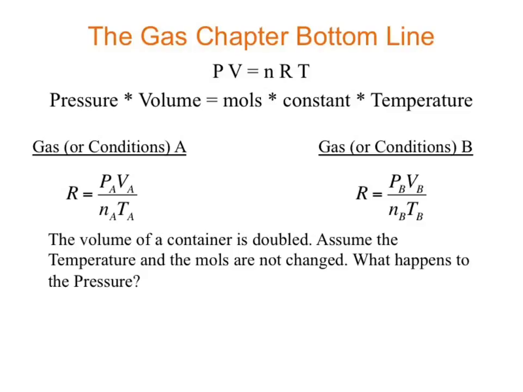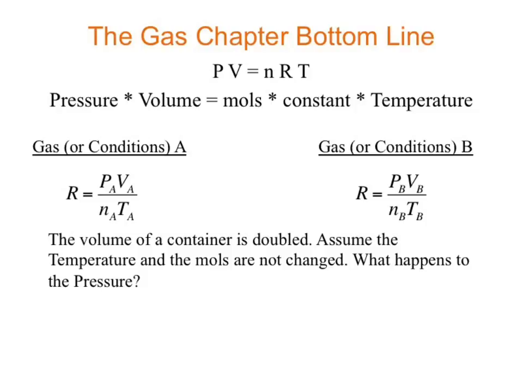All of this is kind of generic, so let's stick with a question here. The volume of a container is doubled. Assume the temperature and moles are not changed. What happens to the pressure? Okay, there's an interesting concept. You jump straight to an idea for an answer. What happened to it? It would decrease. Why would the pressure decrease? The gas has more room to go in.